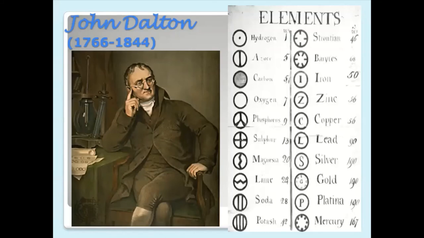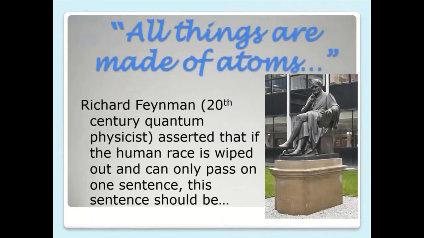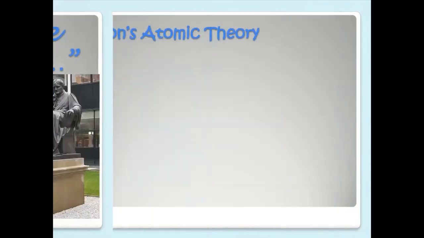So again, be grateful. We just have to learn one letter. H is hydrogen, or two letters. Ca is calcium. He had these wonky symbols because they didn't have the idea yet that there were going to be so many elements. But if we keep looking, we're going to keep finding them. And this is Richard Feynman, who won a Nobel Prize, said this is one of the most important statements. Again, one of those arrogant things you get to say when you win a Nobel Prize. There's a statue of John Dalton in Manchester, England, if you ever go there. But he did say all things are made of atoms.